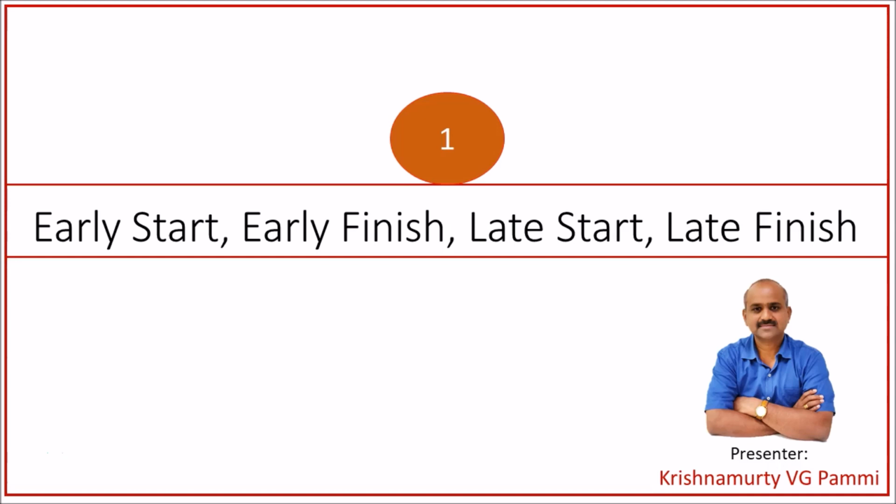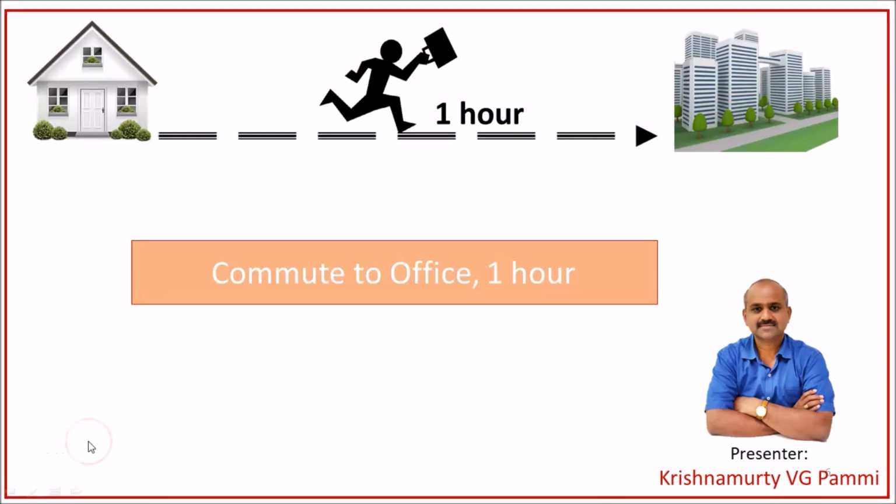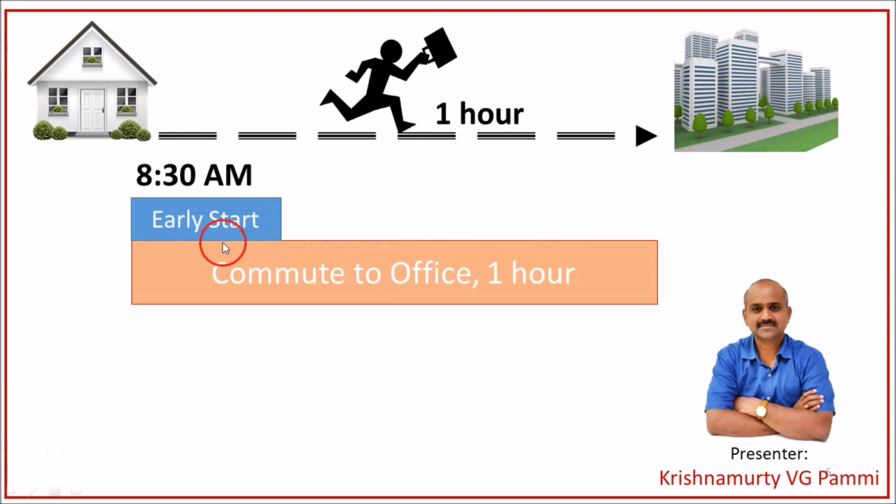Let us understand these terms using an example now. In our example, let us take an activity called commute to office by an employee. So an employee takes 1 hour to reach his office from his home. So the activity name is commute to office. The duration is 1 hour. Let us say an employee can start at the earliest at his home by 8:30 a.m. So early start is 8:30 a.m.